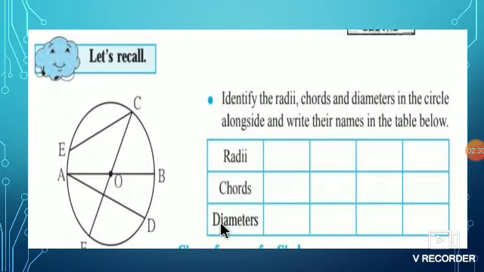Now the diameter. A diameter is also a chord, but it should pass through the center point. So is EC a diameter? No, because it does not pass through the center point. But AB passes through the center point, so we can write AB as a diameter here. AD, no, because it does not pass through the center point. FC, yes, it passes through the center point, so we can write FC as a diameter here.